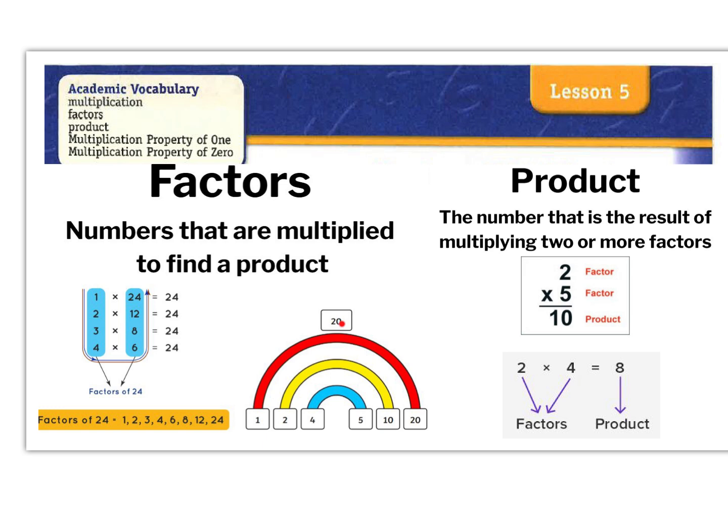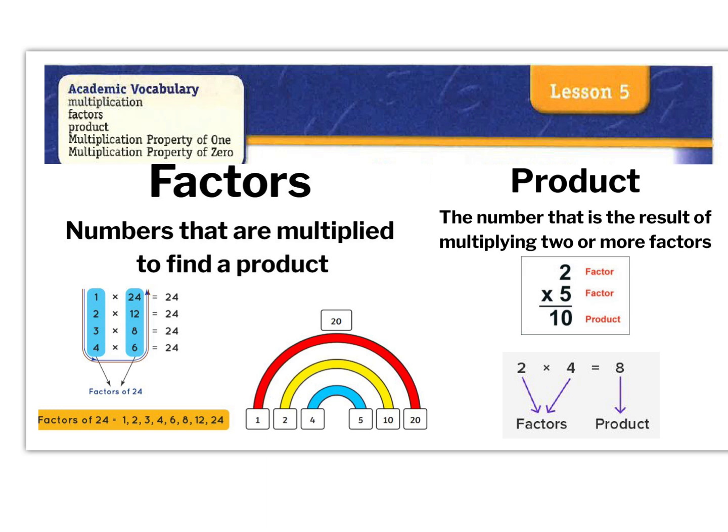Here we're doing factors of 20. Sometimes people like to make a factor rainbow because it's easier to see how the factors are connected. 1 times 20, 2 times 10, 4 times 5, those all equal 20 when you multiply the connected ones. 4 times 5 is 20, 2 times 10 is 20, so on.